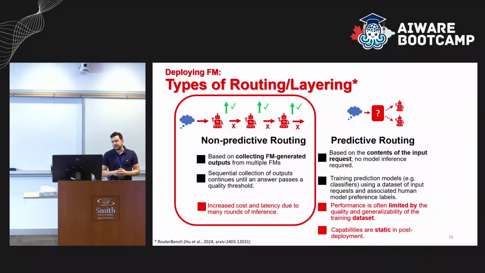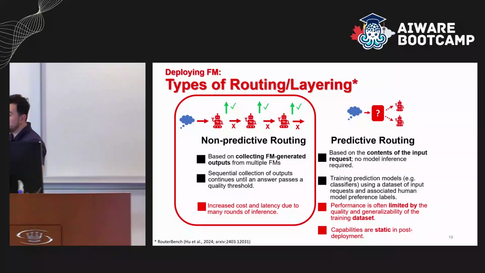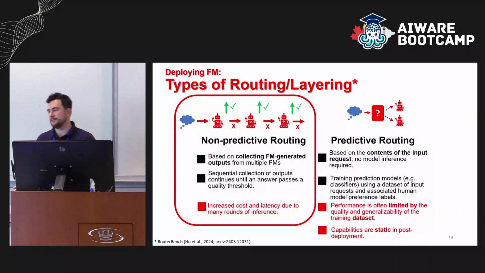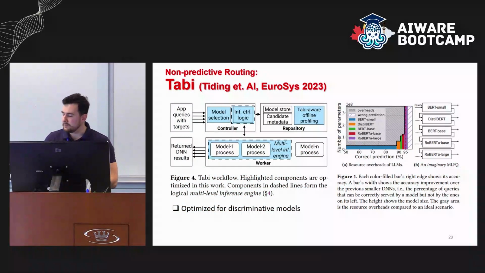Downside: increased cost and latency. Again, many rounds of inference seems to be a common theme so far. All the methods we've seen so far, except for the first one, require multiple rounds of FM inference, which is expensive. But let's look at some examples of that.